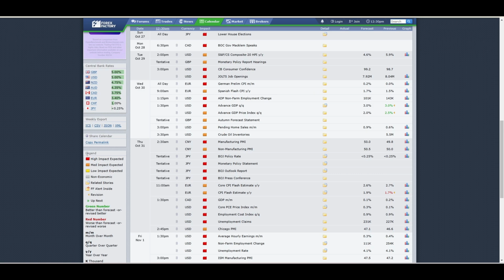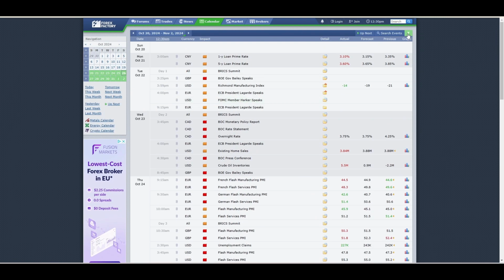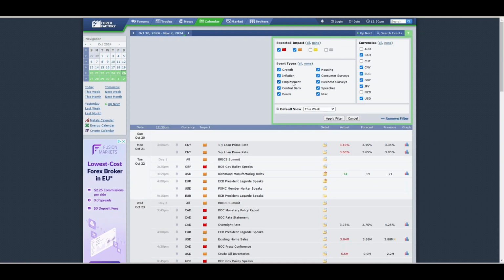Right here you could see the impact. So red means the highest impact, orange means medium impact, yellow means low impact, gray means it's really not economic. I have the gray and yellow ones turned off. You could do that all the way up top here on this green box. You could select I want only the red and orange ones.